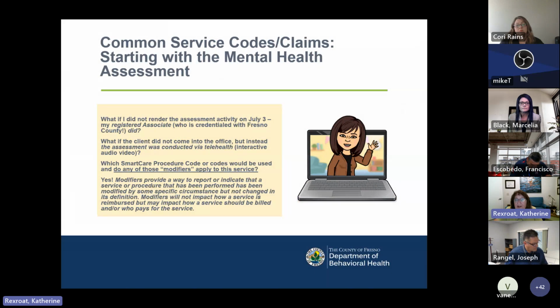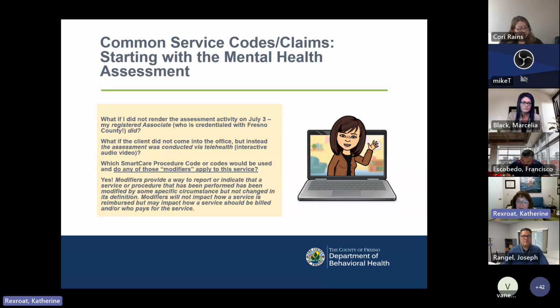So what if I did not render the assessment activity on July 3rd? My registered associate, who is credentialed with Fresno County, did. What if the client did not come into the office, but instead the assessment was conducted via telehealth, interactive audio video? Which SmartCare procedure code or codes would I use, and do any of those modifiers apply to this service? Now the answer is yes.